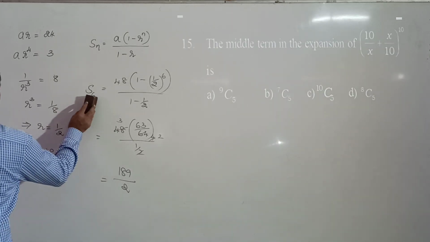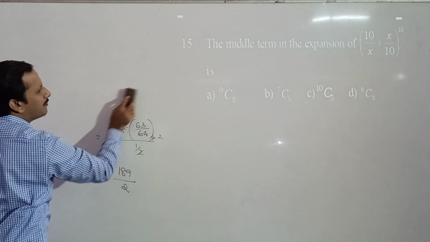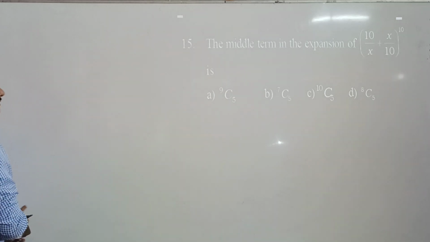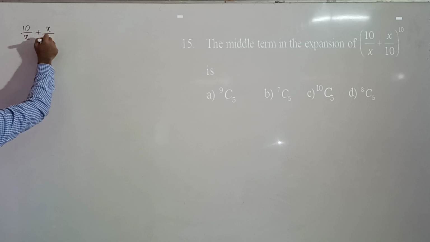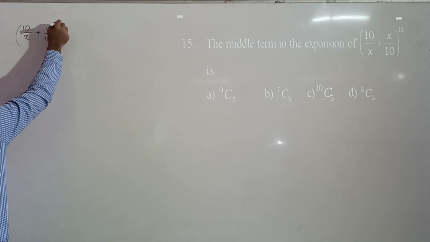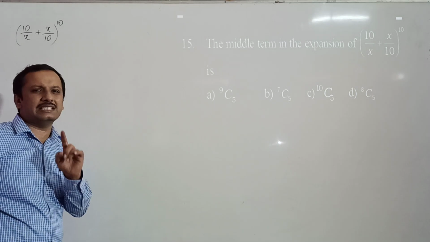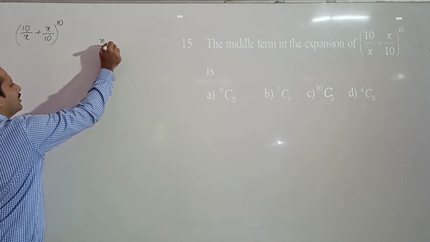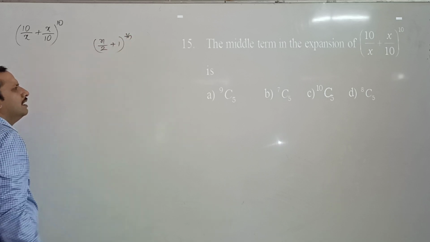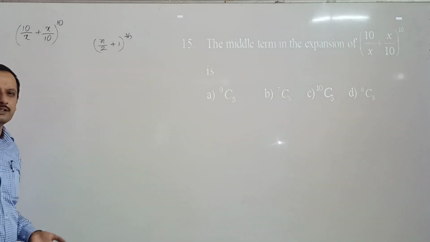15th question. The middle term in the expansion of 10 by x plus x by 10 whole power 10. See here, n is 10, n is even. If n is even, then there will be only one middle term. That middle term is n by 2 plus 1 term. If n is even, in this case, this formula we have to use. But I'll explain the other case also.